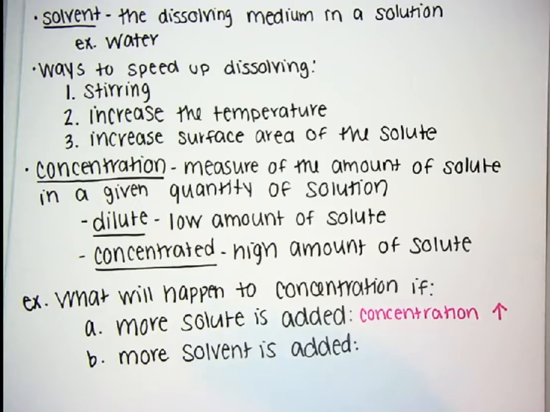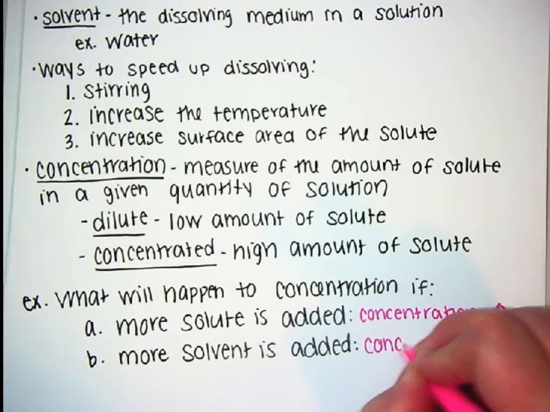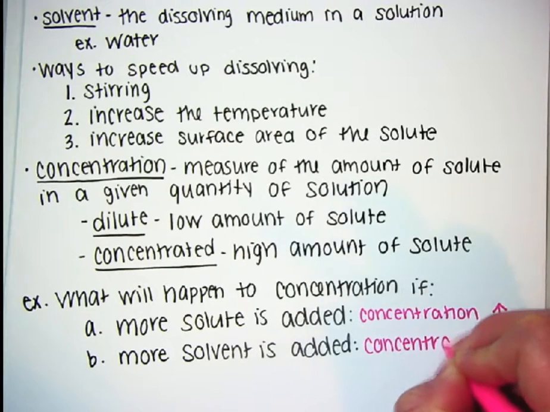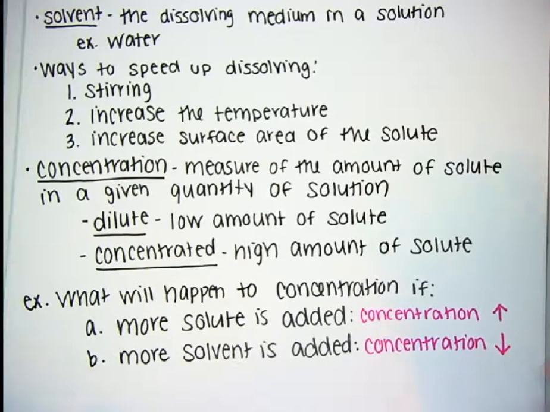Well, let's say now we add more solvent. Think back to that lemonade example. The solvent would be the water. So if you add more water, that means the concentration is going to go down. It's going to become more diluted. We're going to dilute that solution with water, so concentration would decrease.